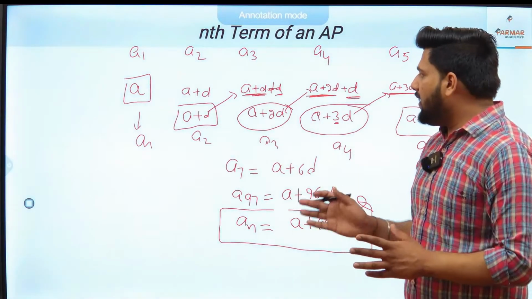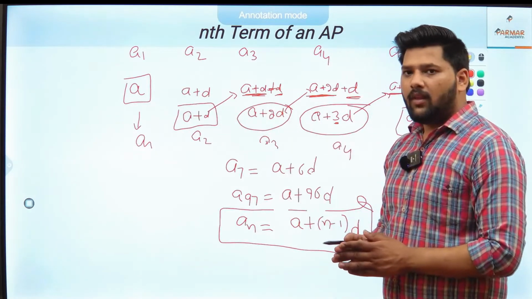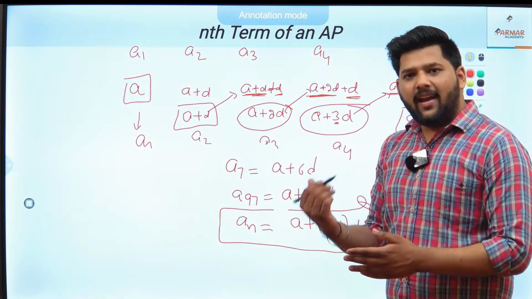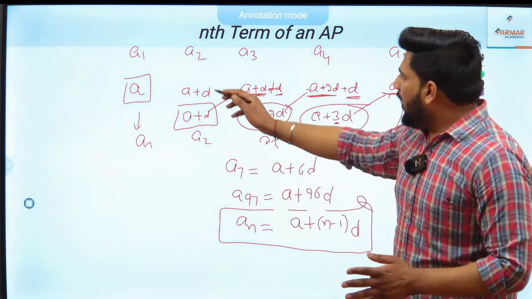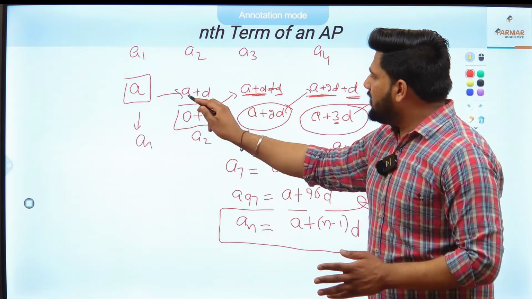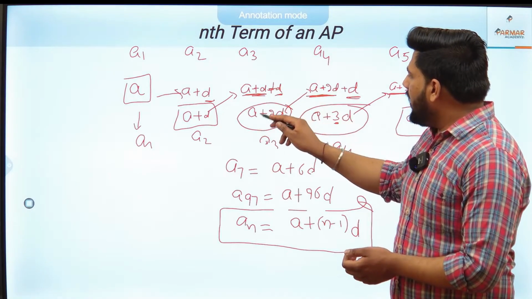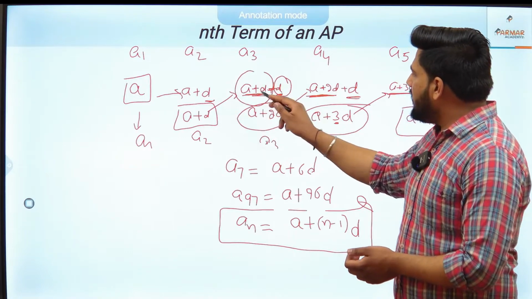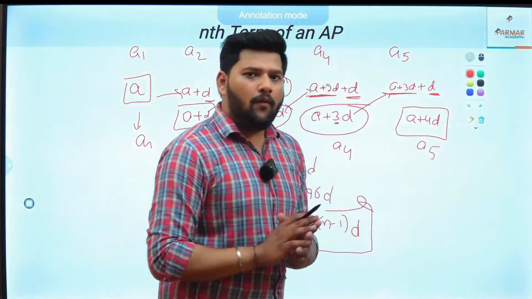Repeat it again. So look at here. A1, that is the first term A, because of the definition of AP sequences, to find the next term we have to simply add the common difference to the previous term. To find the second term, I am just adding the common difference to the previous term, that is A plus D. A plus D is the second term. To find the third term, I am simply adding the common difference to the previous second term, that is A plus D, that is A plus 2D, and so on, A plus 3D and A plus 4D.